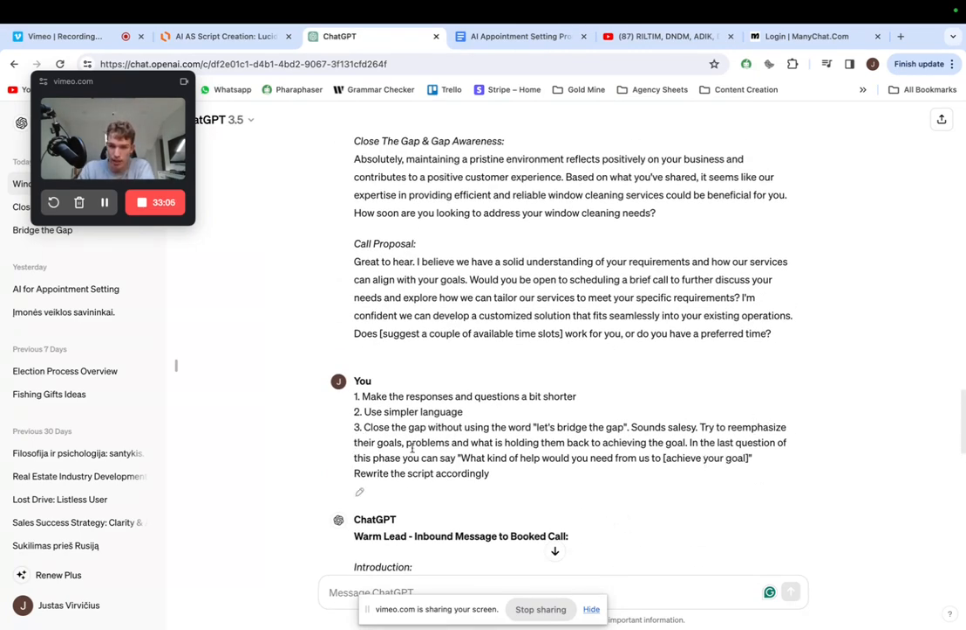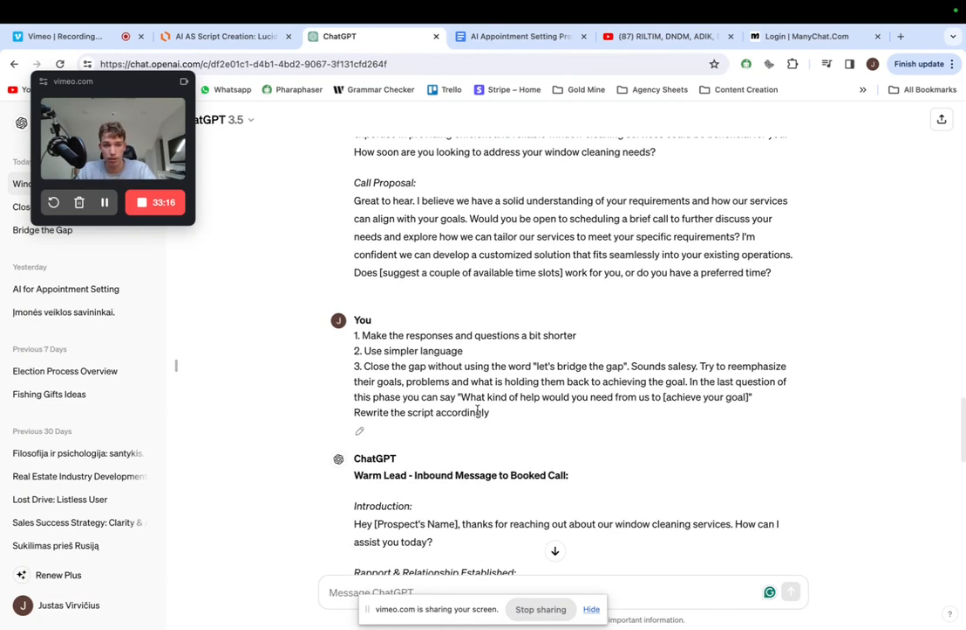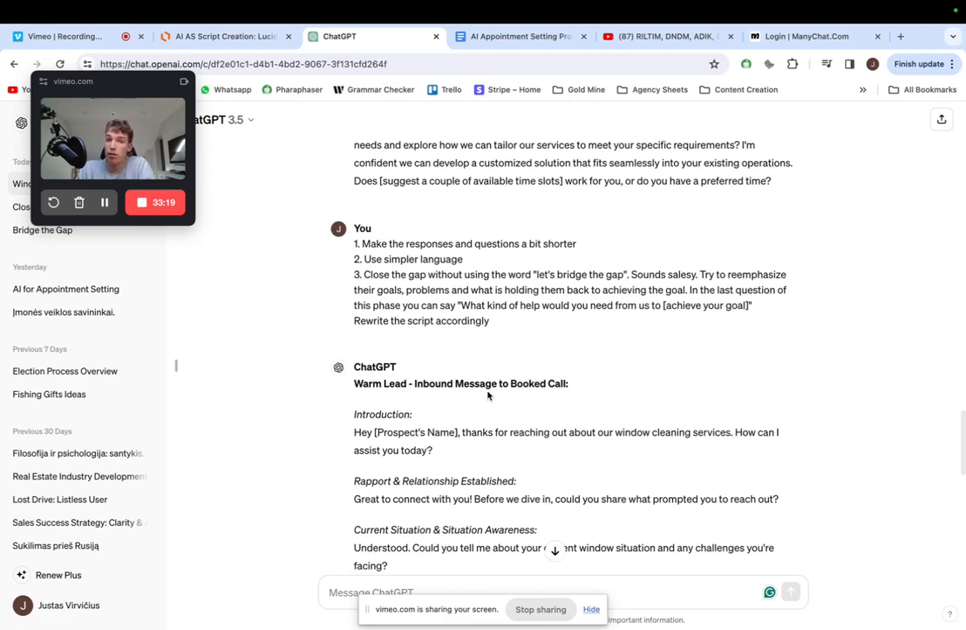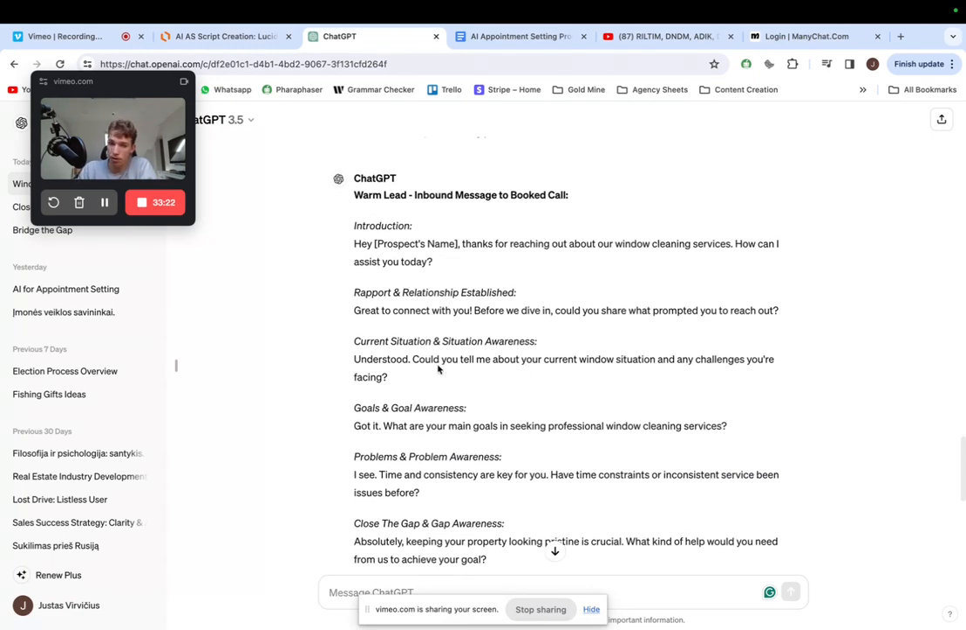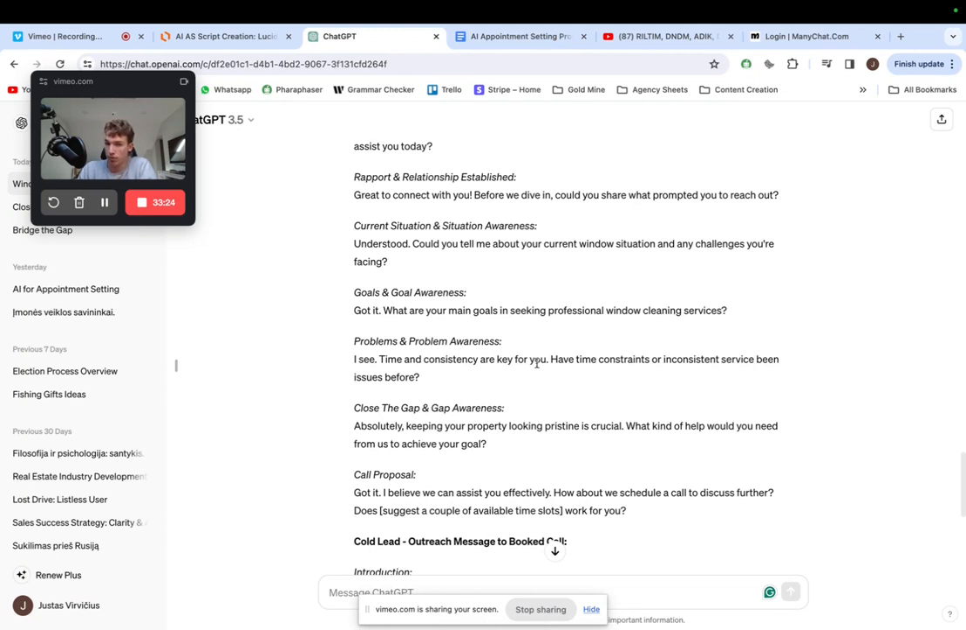Try to re-emphasize the close the gap, and I probably could have said, sound more like a human here. I did this actually live yesterday, so it went pretty well. And then the response we got is a lot better. It's a lot shorter, a lot more to the point, and a lot more exactly what we're looking for. And close the gap, absolutely. Keeping your property looking pristine is crucial. Looking pristine, looking clean, or looking fresh. Pristine is not necessary, but it's all right. We can forgive GPT because it wants to sound cool. Otherwise, how is it gonna stay in the trend?